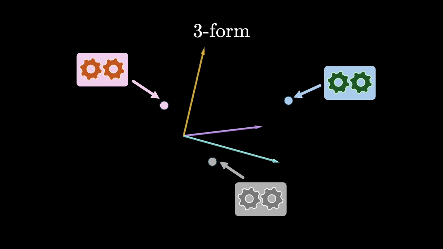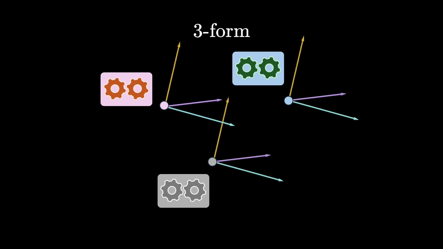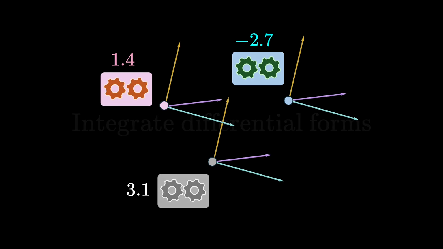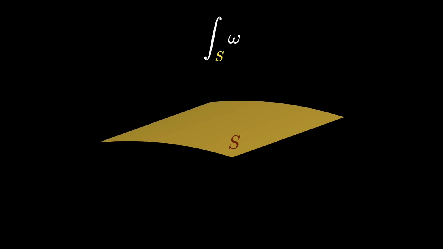I want to emphasize that even if I send the same set of vectors to each machine, they can give different outputs. Machines at different points are generally different. But what's all this to do with integration? To integrate the differential form omega over a two-dimensional surface S, we need omega to be a two-form.